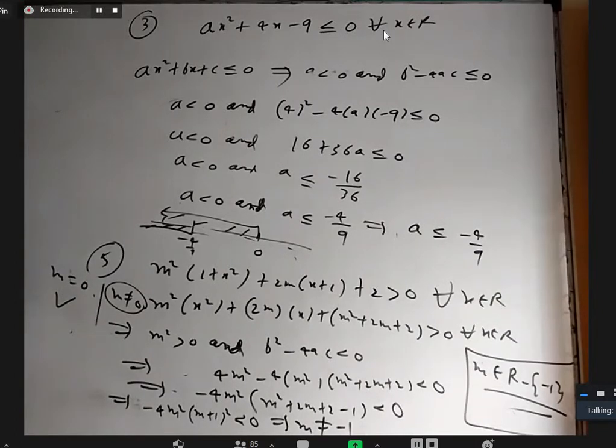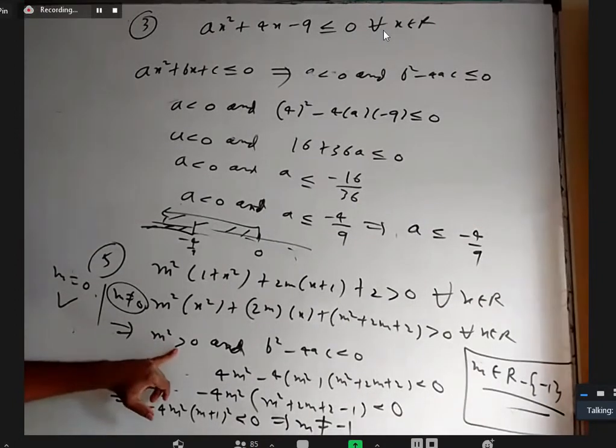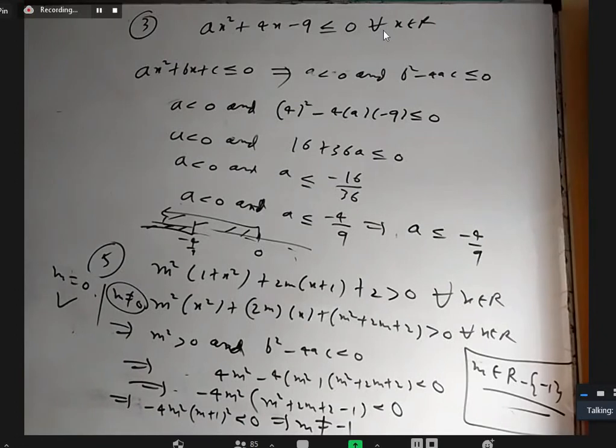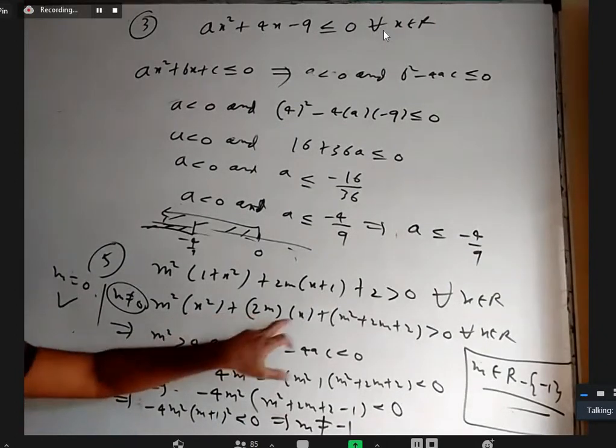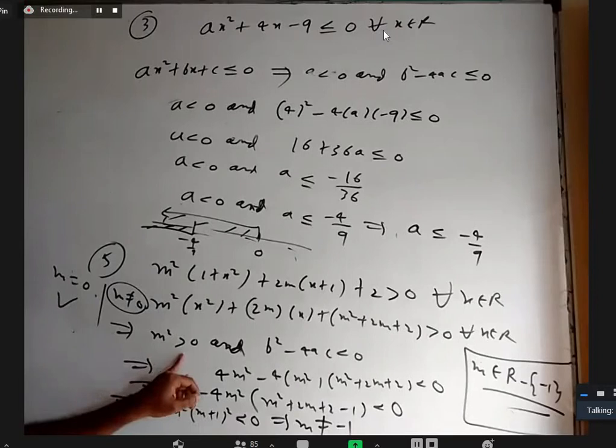Sir, once explain third step, sir. This step? Okay. Ax square plus bx plus c. When will it be greater than 0 for all x belongs to R? When will a quadratic expression be always positive? Leading coefficient should be positive and roots should be complex.